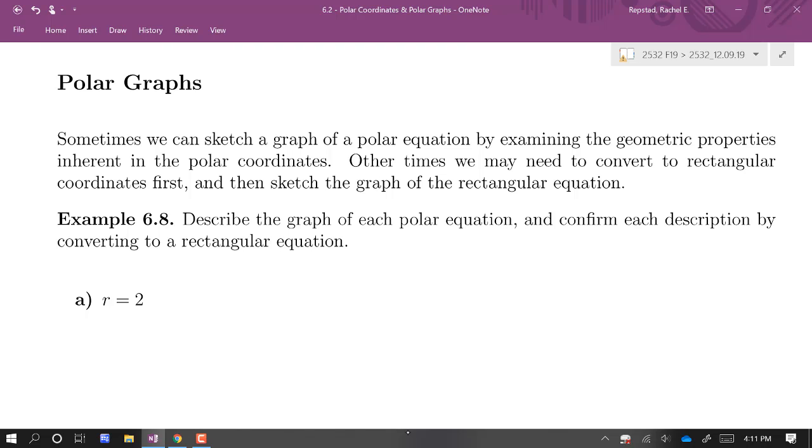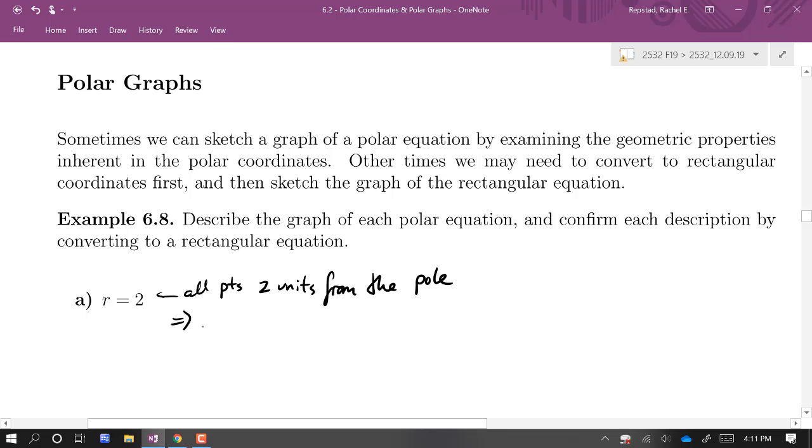So the first one says describe the graph and confirm each description by converting to a rectangular equation. So if r is equal to 2, there's no theta involved in that, right? So regardless of what theta is, r is always 2. These points are always 2 units from the pole. What kind of figure is that? Circle. Yeah, it's a circle of radius 2, centered at the origin.